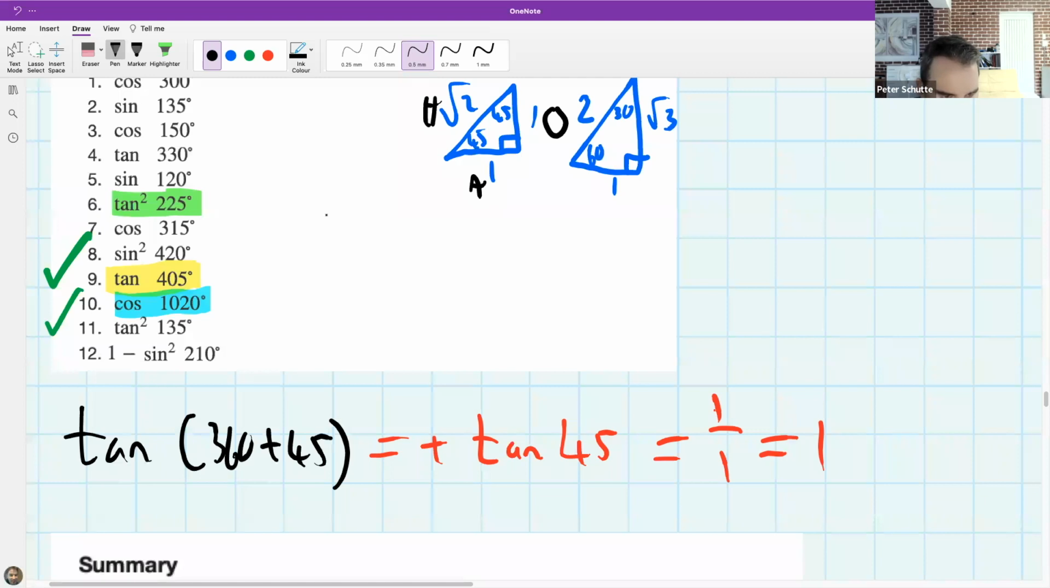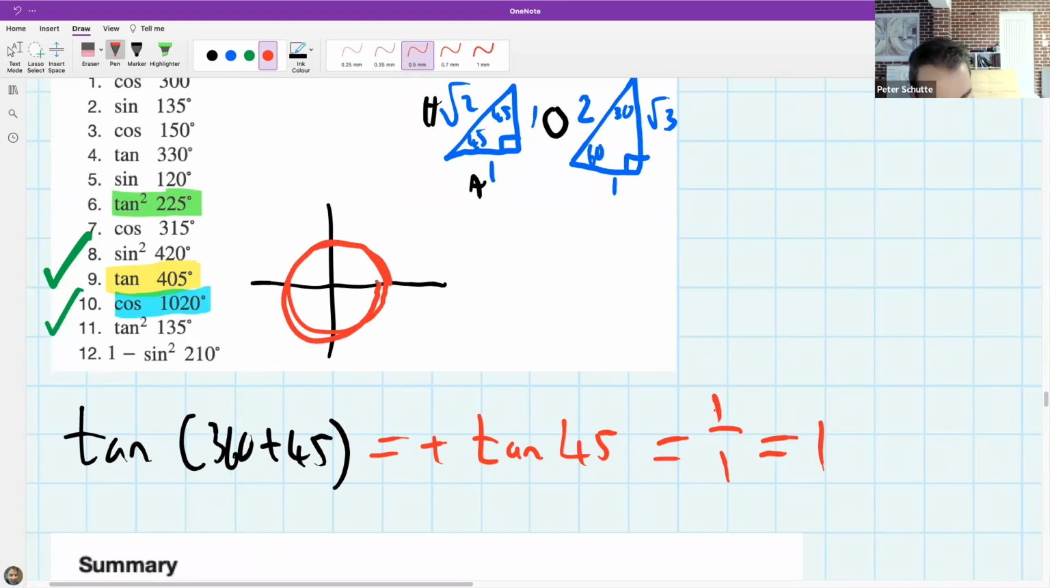So 1020, oh, that's an enormous number. So I go 360, 720. Okay, so now I might need to start jumping with my calculator. So let's have a think. 720 plus 90 plus 90. So that gives me to 900 plus another 90. So 990. So I end up in quadrants.